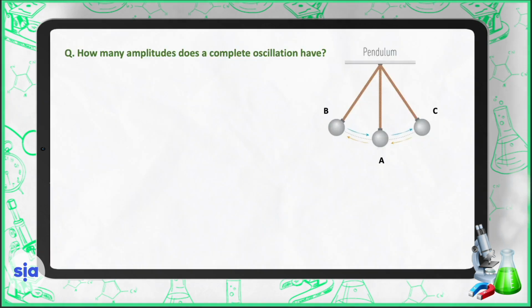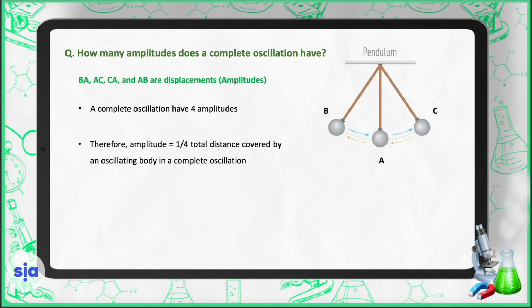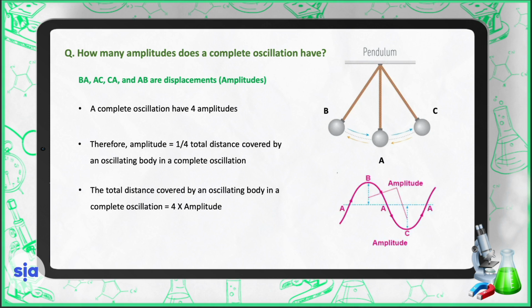How many amplitudes does a complete oscillation have? Let's count together from B to A, from A to C, and then from C to A, and then from A to B. It means 4 amplitudes. So a complete oscillation has 4 amplitudes. Therefore, the amplitude is 1/4 the total distance covered by an oscillating body in a complete oscillation. And the total distance covered by an oscillating body in a complete oscillation equals 4 times or multiplied by its amplitude.